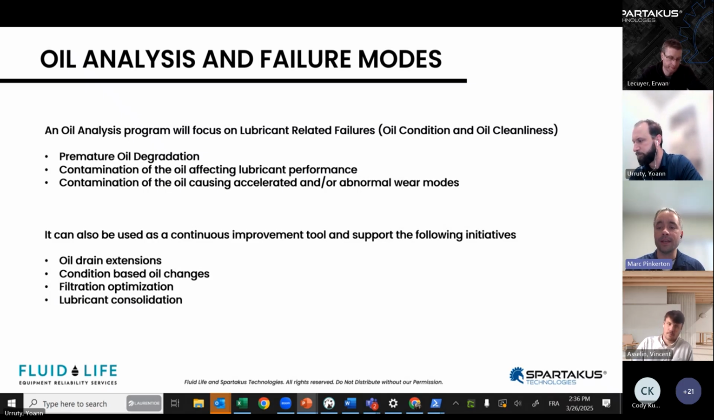As long as my oil is chemically healthy, I have the ability to filter out my oil. Why not leave this thing going? Filtration optimization, lubricant consolidation. I won't talk about this too much, but keep that in mind if you have an existing oil analysis program and you're looking to use it for other potential continuous improvement projects.